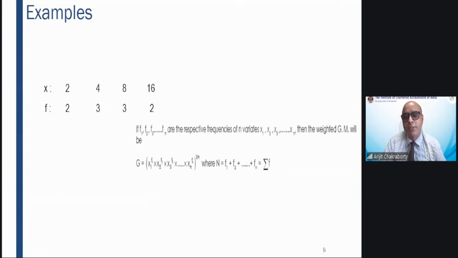Now we move on to some examples. We will see the first one coming up, and these are fairly easy ones.